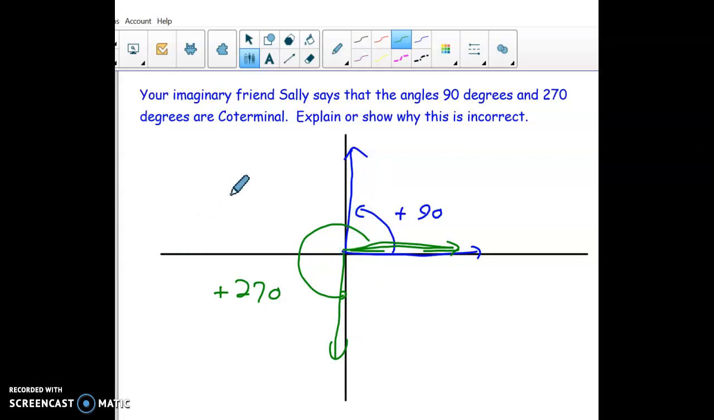And then I would say to Sally, probably what you're mixing up is that 90 and negative 270 are coterminal, right? But they don't add up to 360. I can kind of see where she gets that idea, but they actually add up to negative 180 here. Those would be coterminal because if we have the 90 and then we go this way to negative 270, we're at the same spot, so that would be coterminal with 90. But positive 90 and positive 270 are not coterminal. Hope that made sense.